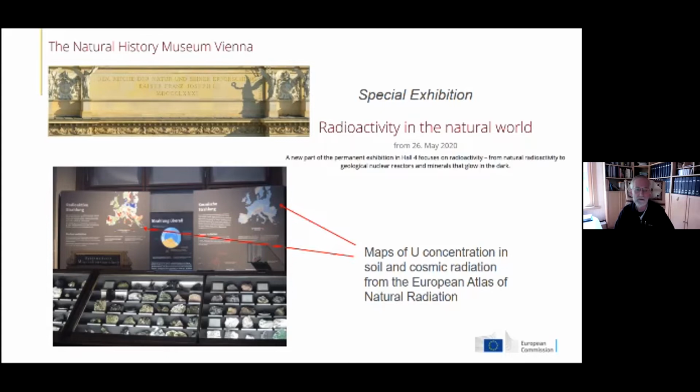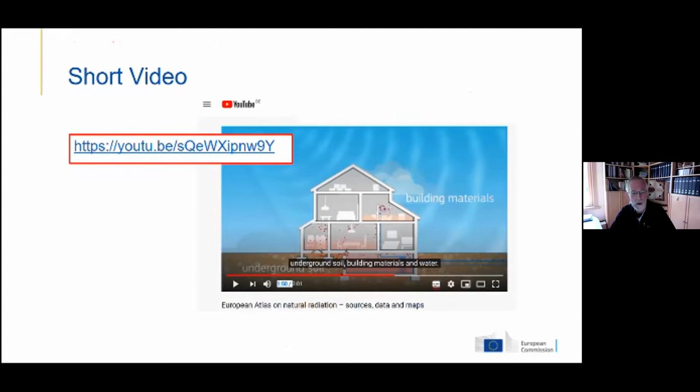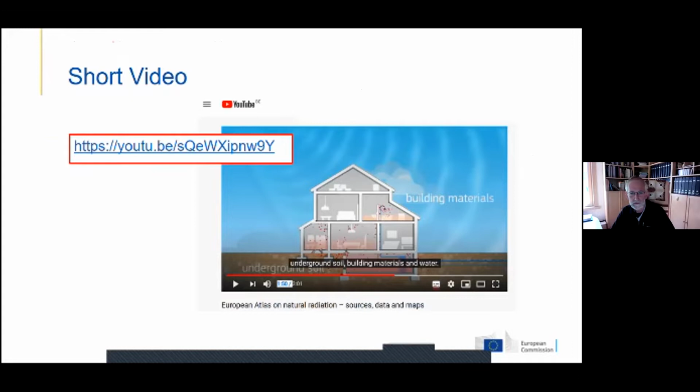So this, I think, gives an overview of what the project was, why we did it, how we obtained the result. And we will now start by showing a short movie, which we prepared in order to give visibility to the Atlas, to explain in very general and simple words what it is about, what radiation is about. And then Georgia will continue with the more technical details of the contents of the Atlas.